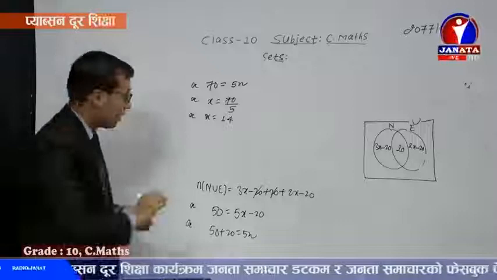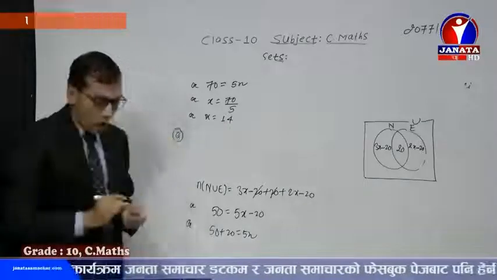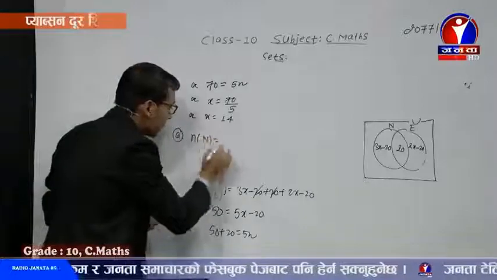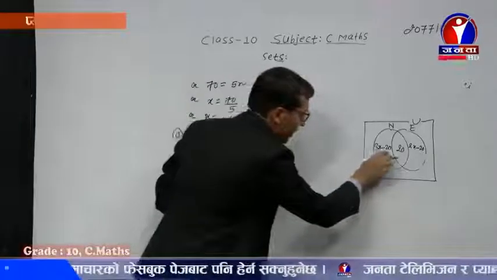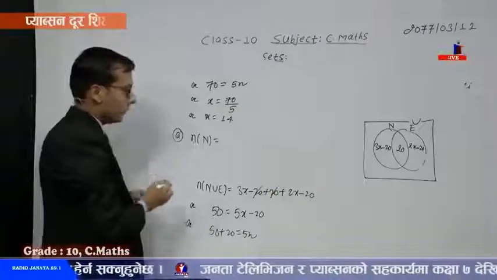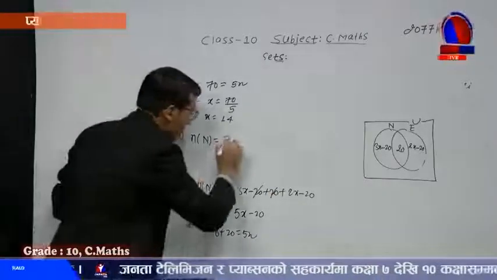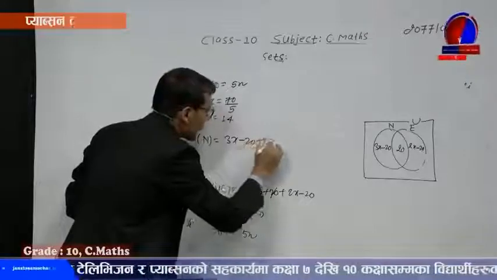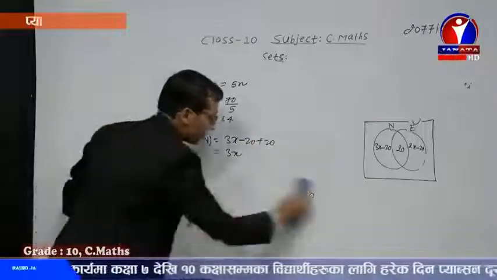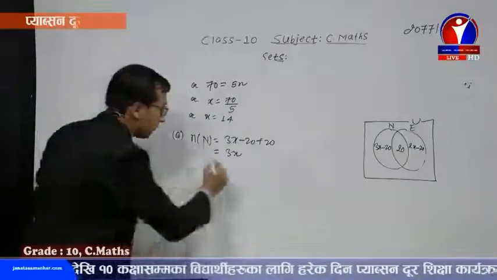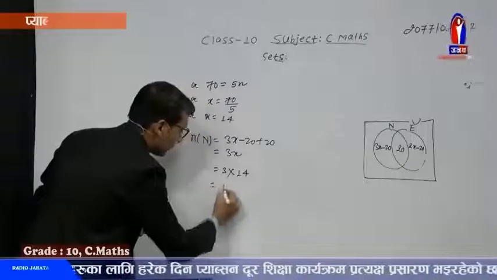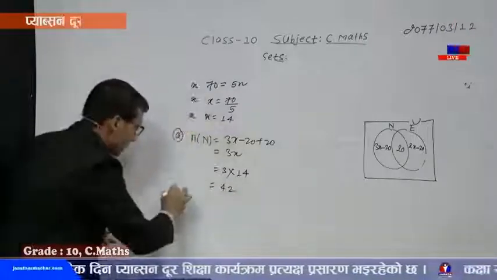So for first number A, how many of them like Nepali? So what is n of Nepali? n of Nepali is 3x minus 20 plus 20, or we already have the value of n of N, 3x minus 20 plus 20, or simply this is 3x. So let's replace the value of x. So 3 times 14 is 42.